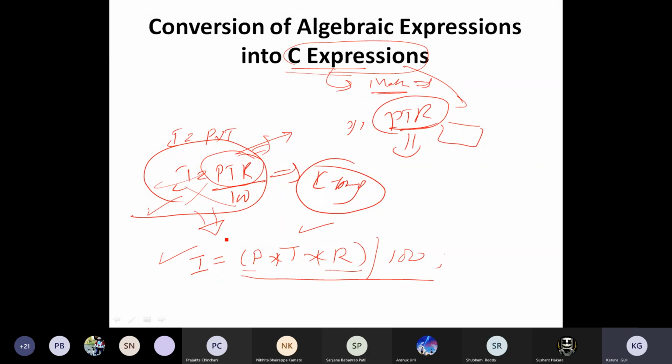Is this okay? This is the meaning of conversion of algebraic expression into C expression. Any doubt regarding this? No, ma'am. Okay, so I'll display some mathematical expressions, and you try to give the solution for that.